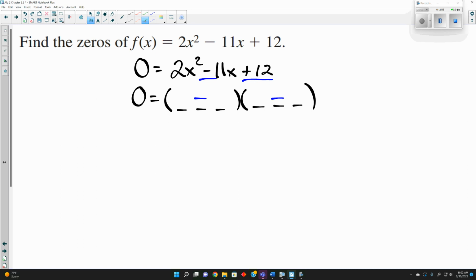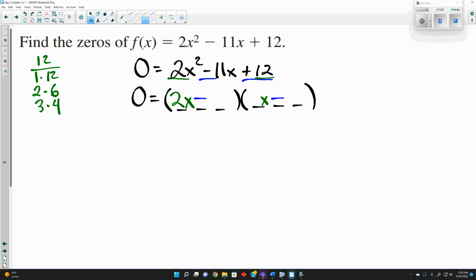Now we need to find the factors of the first and third term. So we need to find the factors of 2x squared and 12. Well, the factors of 2x squared, we'll have x and x, and then we'll have 2 and 1. There's only one set of factors for 2, so we'll plug those in. Now the factors of 12 are 1 and 12, 2 and 6, 3 and 4. Which ones do we want to try first? 3 and 4.